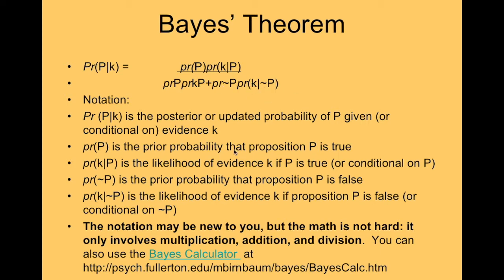Okay, the rest of this just walks you through the notation. Note that the math is not that complicated. It's just multiplication, addition, division, subtraction. You can actually go online to this Bayes calculator. If you have the slides, you can hit the link. But if you just Google it, here's the website. And you could put in your prior, and you can put in your likelihoods, and it will spit out the updated posterior, right? But the real work here is in estimating the evidence given the nature of your theory, okay?